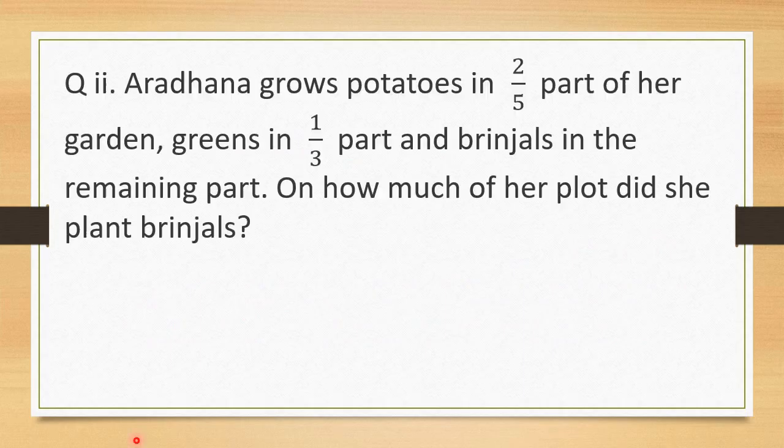Question number 2. Aradhana grows potatoes in 2 by 5 parts of her garden, greens in 1 by 3 parts, and brinjals in the remaining parts. On how much part of her plot did she plant brinjals? So let's see the solution.